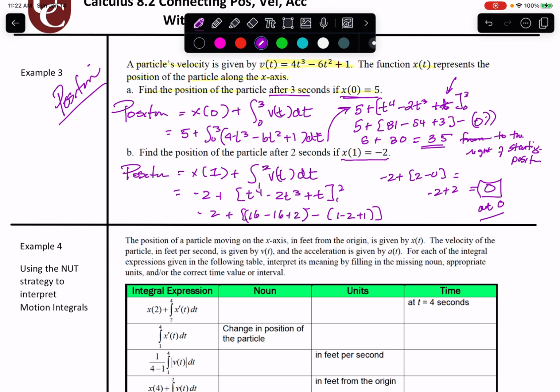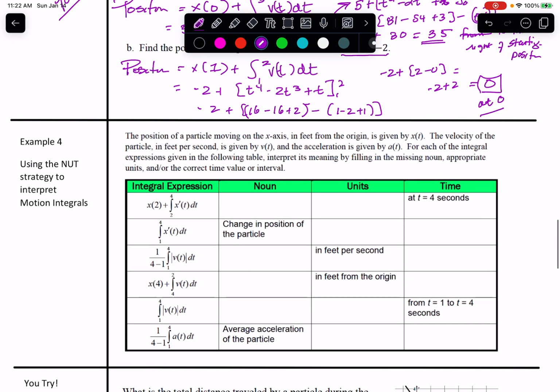Okay, let's look at something from College Board. I got it several years ago. I don't know if they still use it, but I think it's worth looking at. They call this the NUT strategy to interpret motion integrals. NUT is noun, units, and time, okay? And just kind of understanding what each thing is for a certain integral.